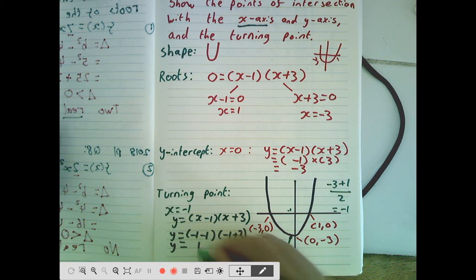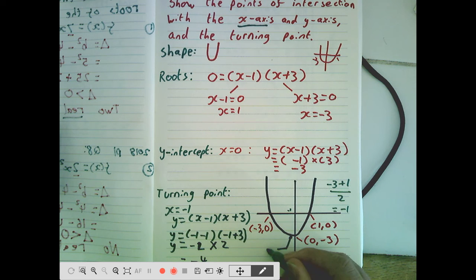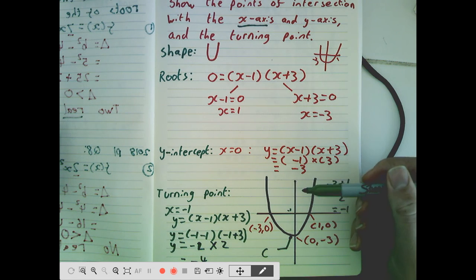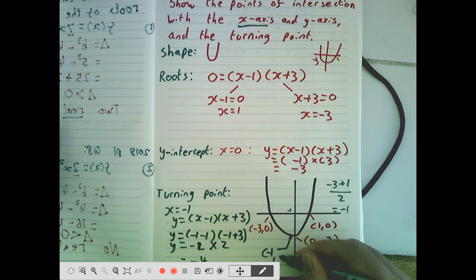-1 times -1 is +1. Oh, sorry, not negative, not multiply. It's -1 take 1, so that's going to be -2. Apologies. -2 times, and here we've got -1 plus 3. So -1 plus 3 would be 2. And so now we've got -2 times 2, which would be -4. So this point here is going to be the point (-1, -4).